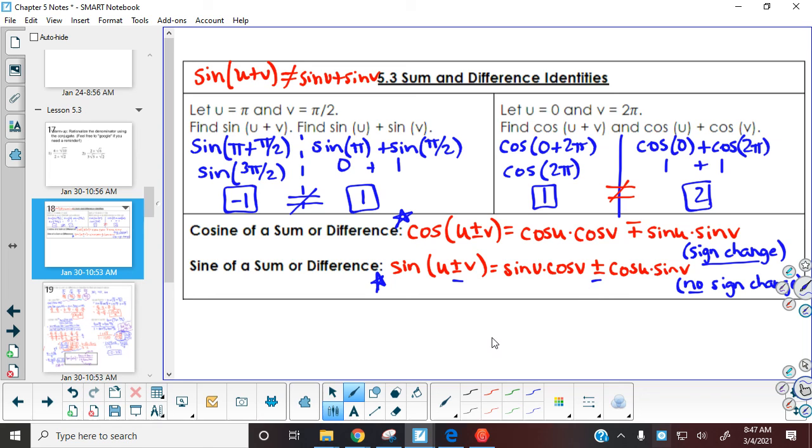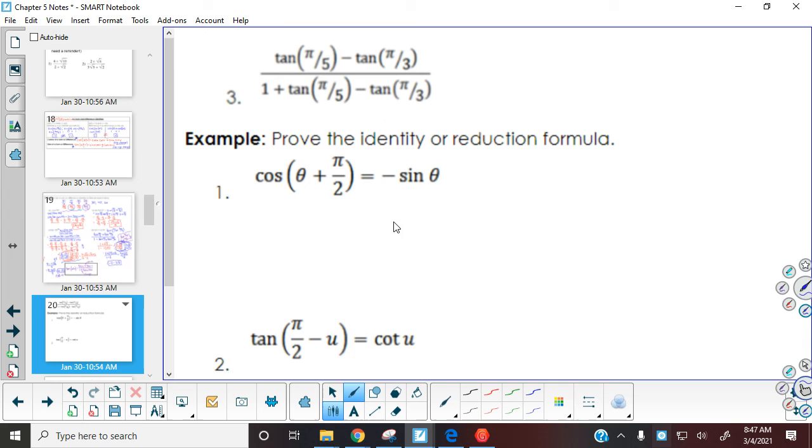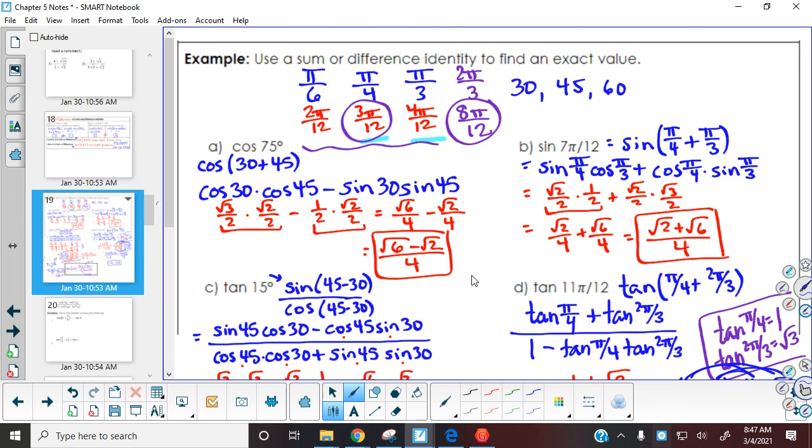Again, to start the next class, we are going to do a couple of these examples on the back together. So hopefully that will help clear some things up. If you do have any questions, let me know. Thanks.